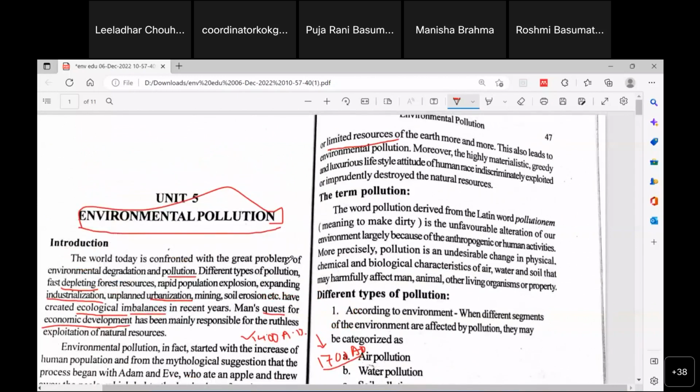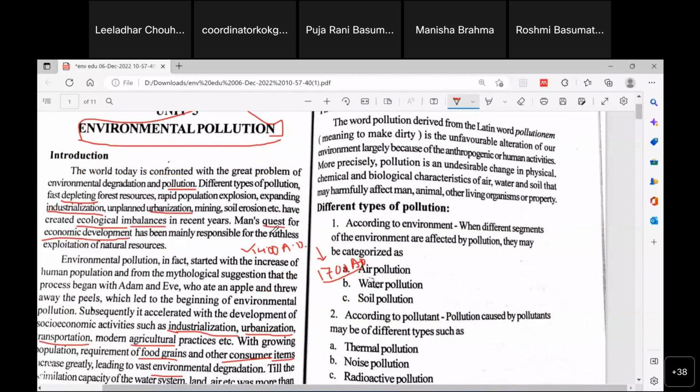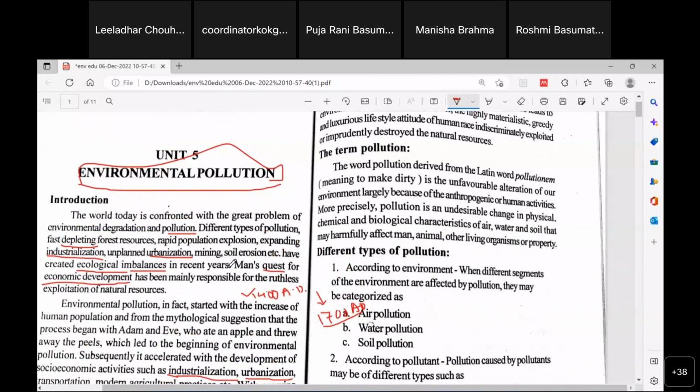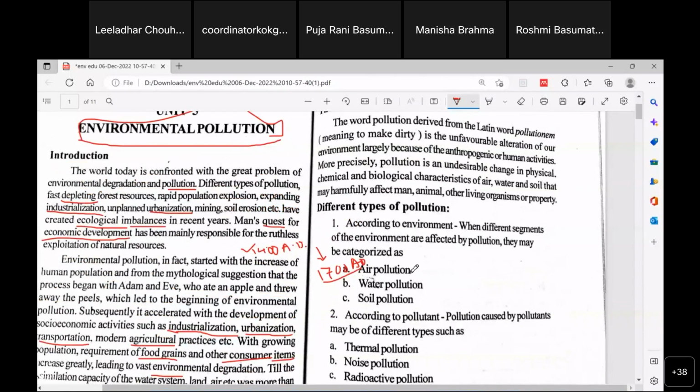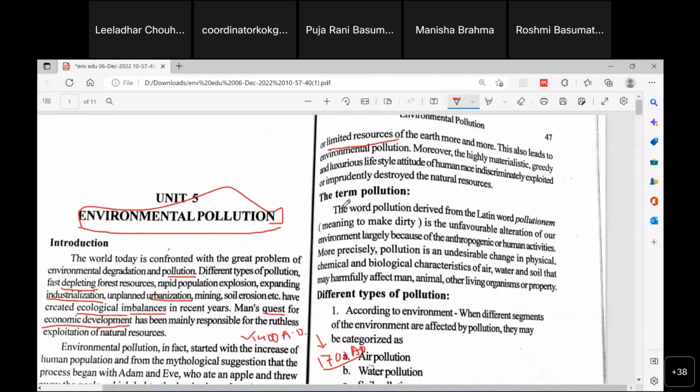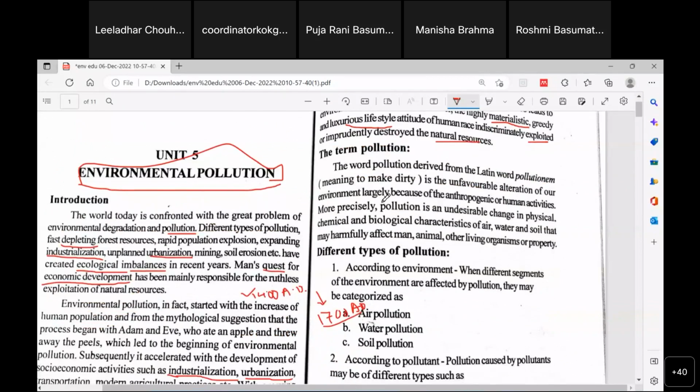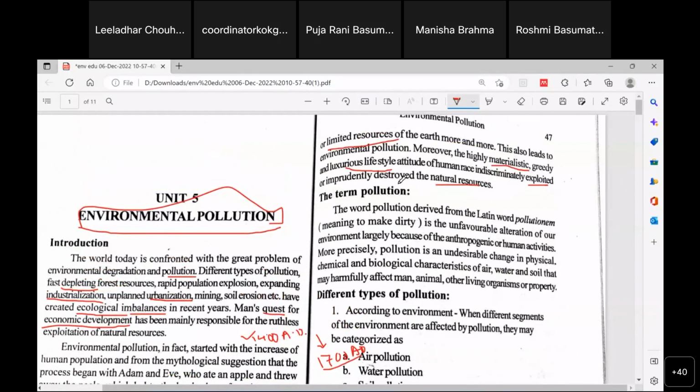So what I can say is that environmental pollution in simple terms is related to population growth and the demand for rapid industrialization and urbanization, these two things. Also, we are highly materialistic nowadays, and we need lots of different materials and a high quality lifestyle, and that has exploited nature too much, and the degradation has arrived, causing environmental pollution.